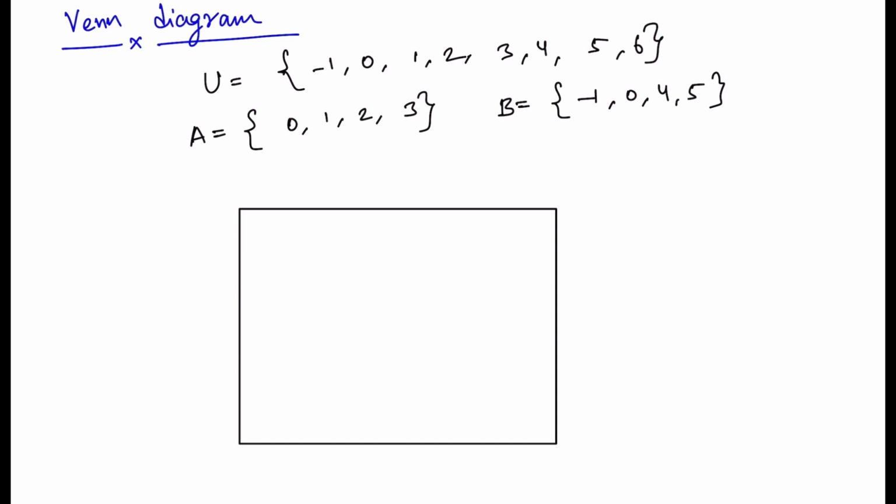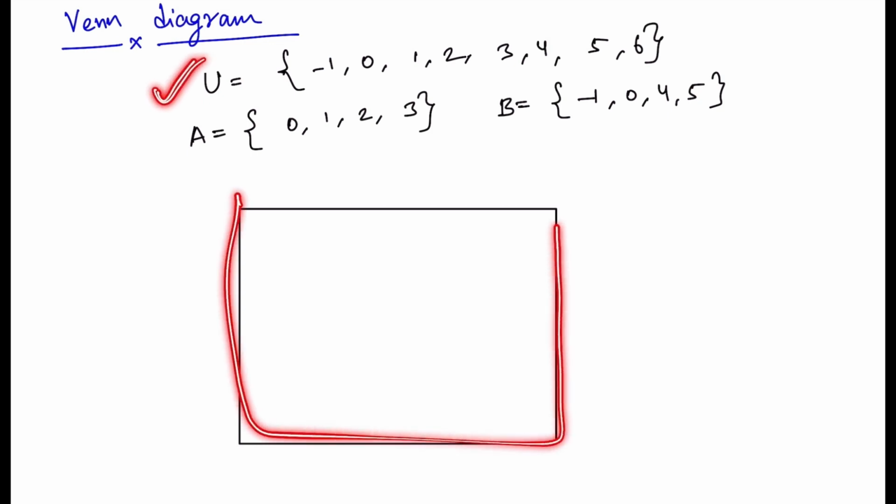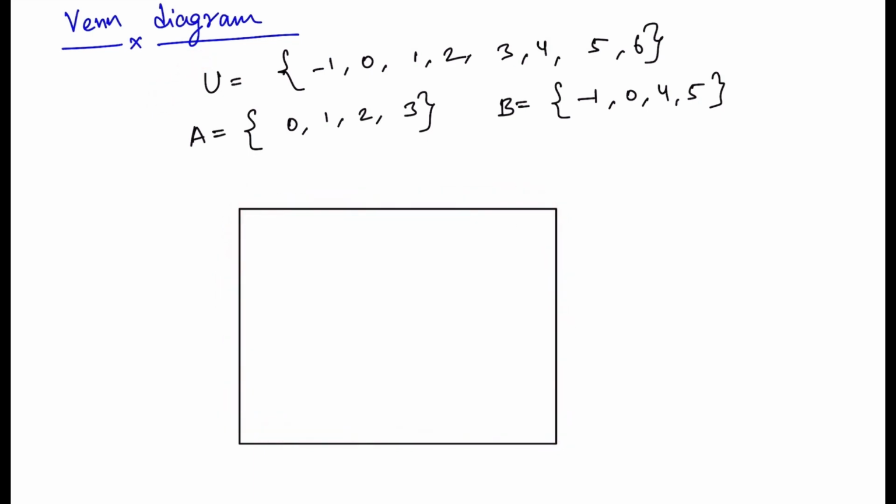मतलब जितना भी elements है universal set में वो सारा elements इसके अंदर आएगा. Okay, क्योंकि this is the region for universal set. This rectangle is the region for universal set. मतलब इसके अंदर में कौन सा elements आएगा जो U को belong करता, मतलब जो elements U के अंदर में है वही elements इस region के अंदर में आएगा.